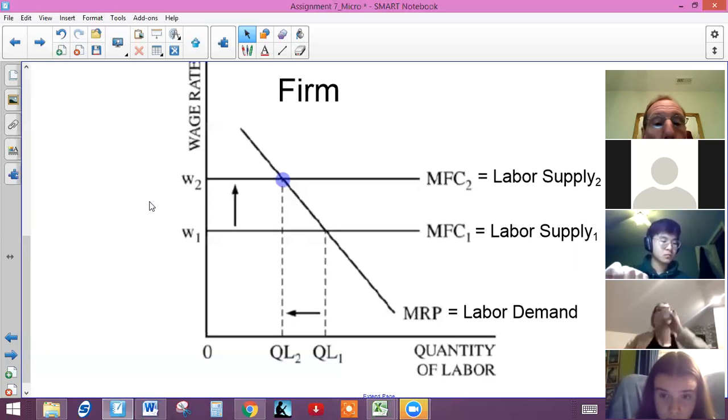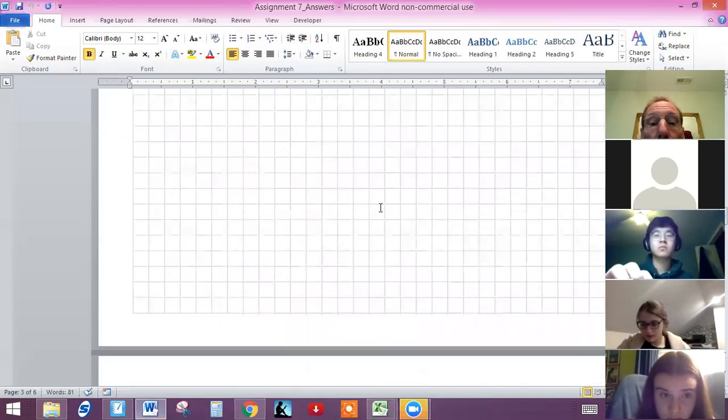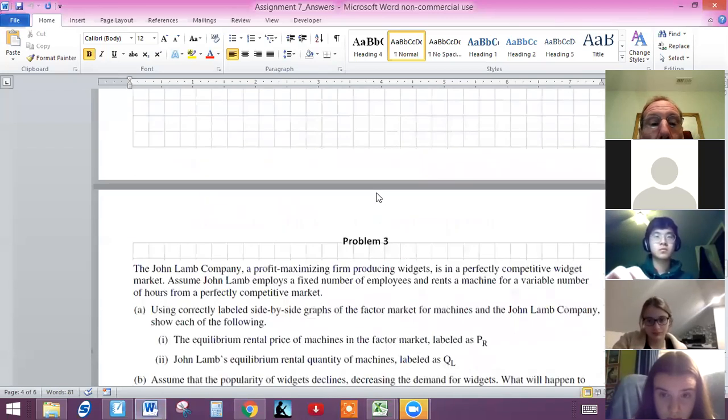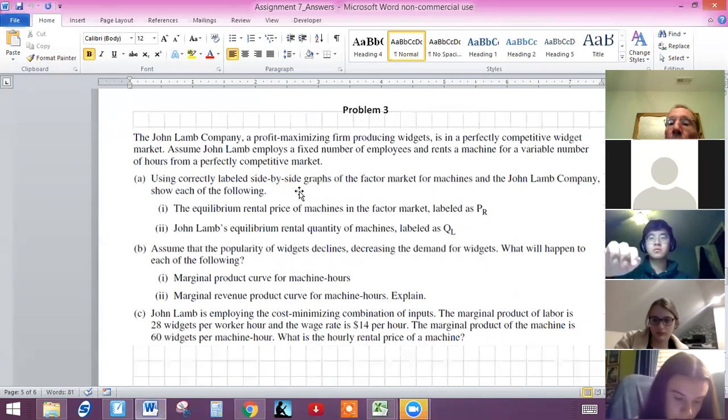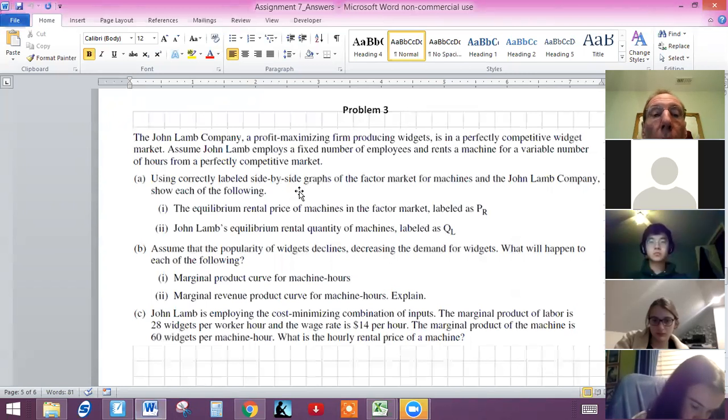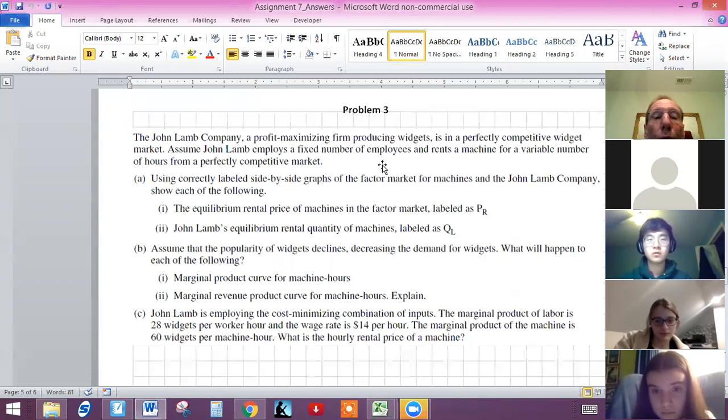Good. All righty. Moving right along then. We're almost done. So let's see. Problem 3. Okay, now we have the John Lamb Company, which is a profit maximizing firm producing widgets, and they're in a perfectly competitive widget market. And John Lamb employs a fixed number of employees and rents a machine for a variable number of hours from a perfectly competitive market. So we want to draw side-by-side graphs of the factor market for machines and the John Lamb Company firm.